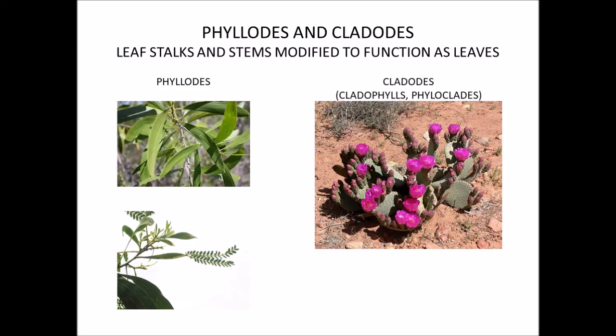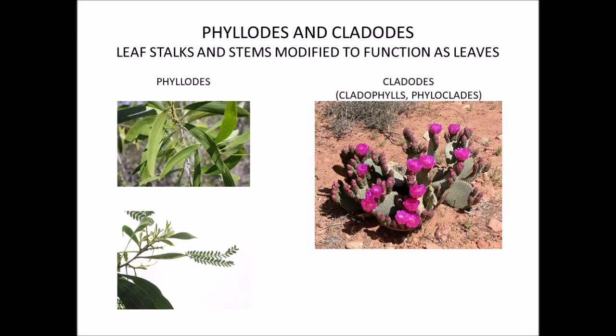Then phyllodes and cladodes. Although leaves are the primary photosynthetic organs, this is not always the case. In the case of phyllodes, for example, in many of the acacia species or wattles from Australia, the leaf petiole or leaf stalk will flatten out to form a leaf-like structure, and it will take over the primary function of photosynthesis or as a photosynthetic organ.